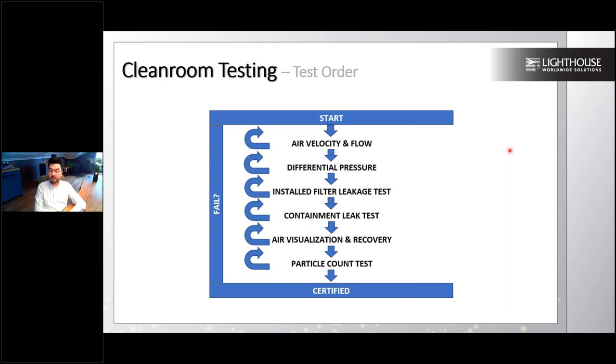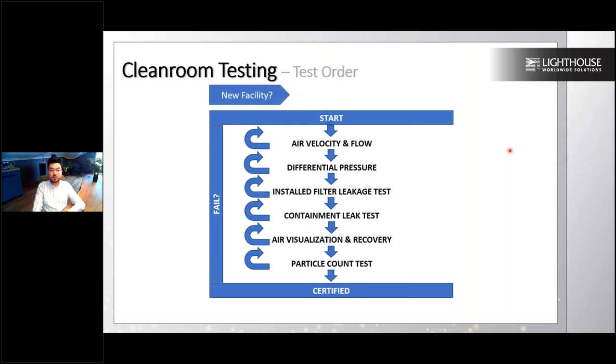And the installed filter leakage test will move after differential pressure adjustment, because once you adjust your differential pressure, this pressure change also stimulates the filters. If there is any potential leakage, then after these adjustments, you will be able to see it. And the containment leak test, if you are providing this test, is better provided after filter leakage testing, and air visualization and recovery will follow. And the final test will be particle count testing.